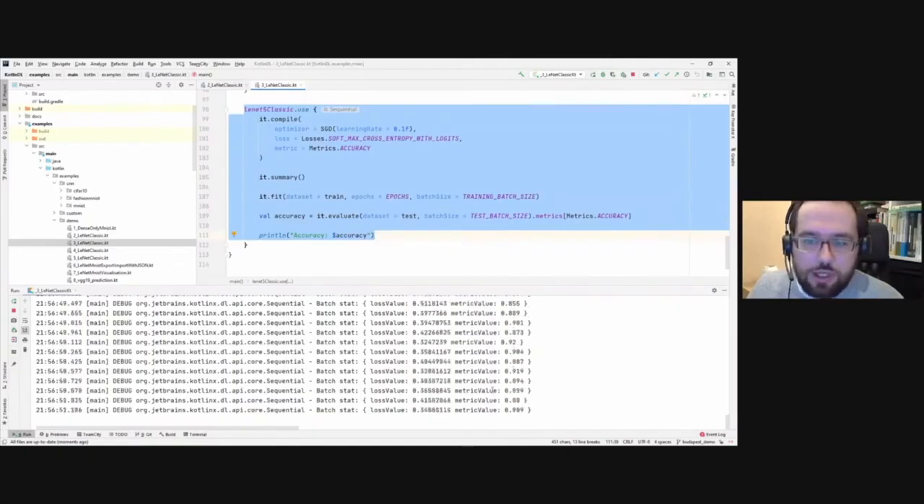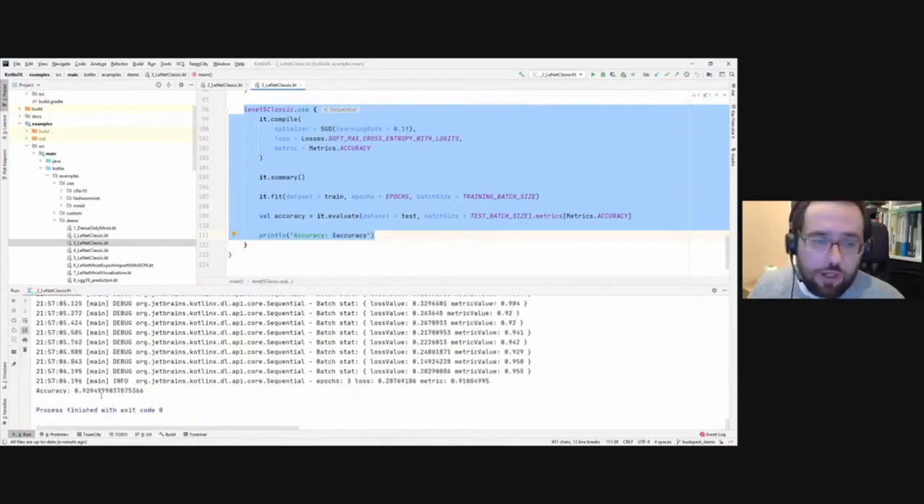So I think we will get a prettier loss value closer to zero and prettier metric values after the second epoch. So let's just wait a second. Okay, much better, guys.